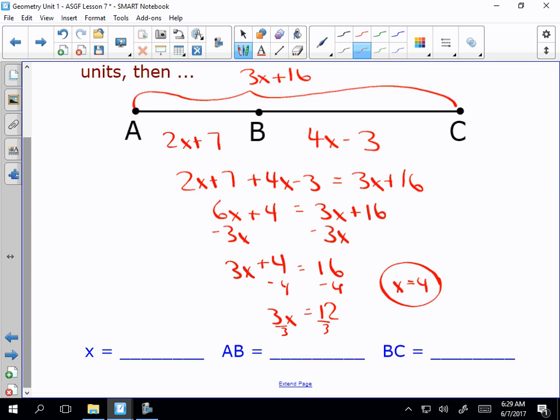Now, since we have equations for all of the pieces, we want to put the equations in play to find the values that are missing. So AB, 2 times 4 is 8. 8 plus 7 is 15. BC, 4 times 4 is 16. 16 minus 3 is 13.